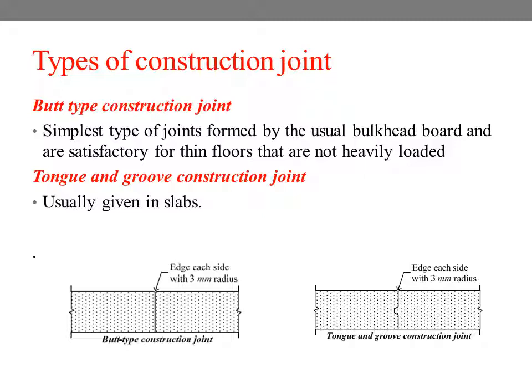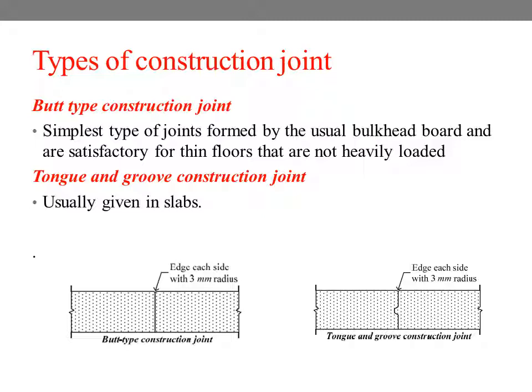These joints are the simplest type of joints formed by the usual bulkhead board and are satisfactory for thin floors that are not heavily loaded. You could see the figure of butt type construction joint. And the next one is tongue and groove construction joint. It is usually provided in slabs.